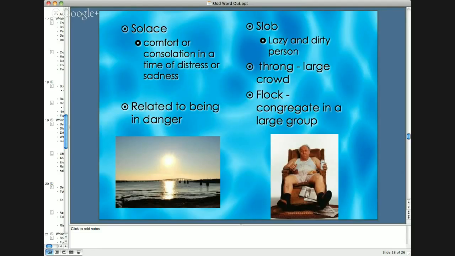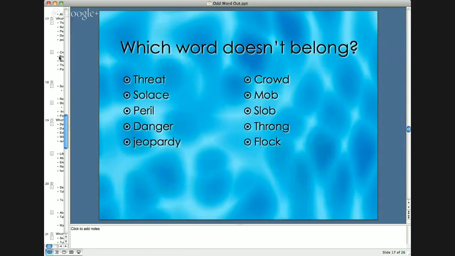Okay, and the next one we have crowd, mob, slob, throng, flock. Which word doesn't belong here? Take a moment to look up any words that you're not familiar with.